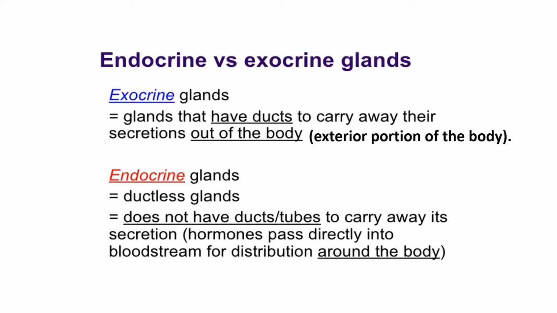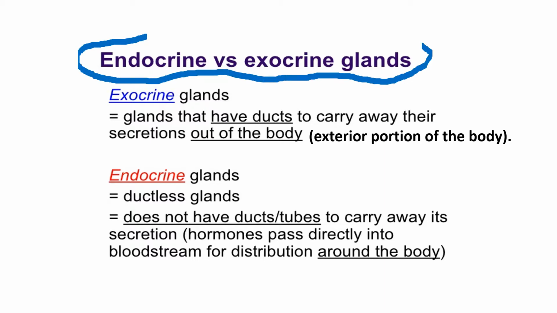All right, so let's talk about a couple main features in association with these glands. Let's talk about the endocrine versus the exocrine gland. First, the exocrine gland. The prefix exo means out, as in exit, going out, being released. So the exocrine glands are glands that have ducts, like tubes, if you will, to carry away their secretions out of the body or to the exterior portions of the body.